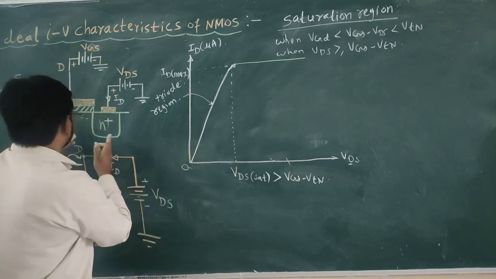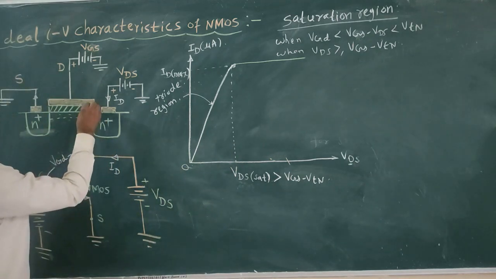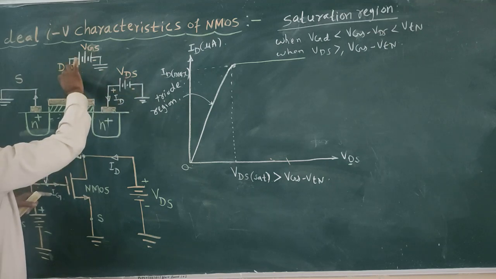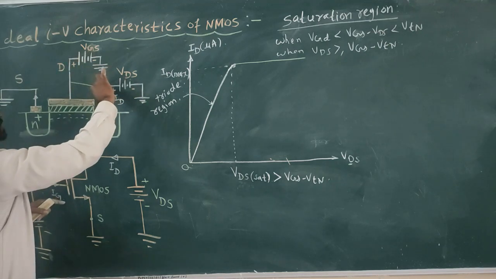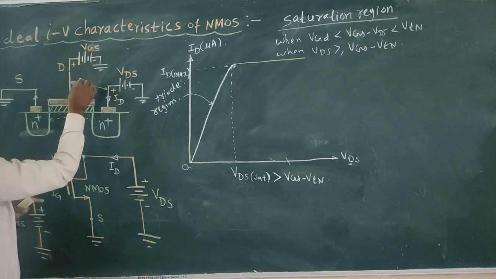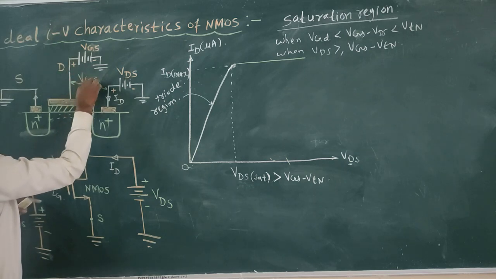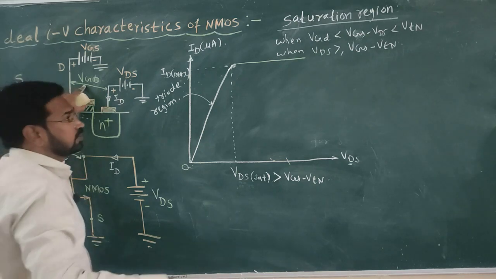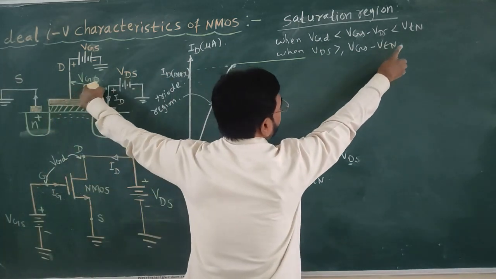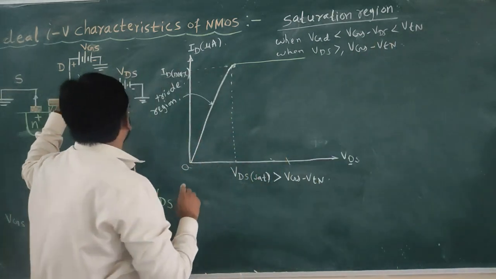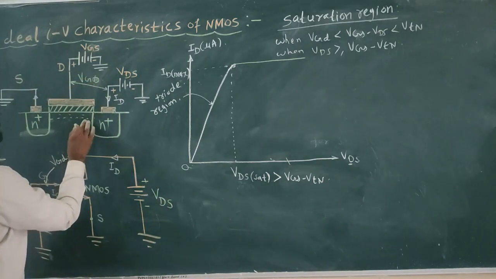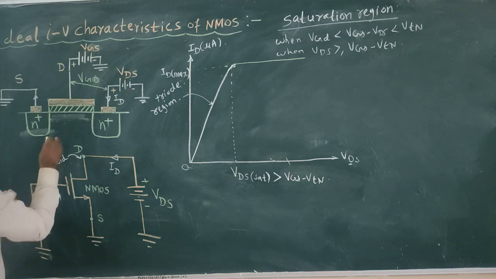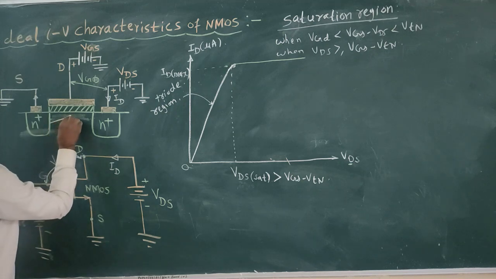Let us see here. See this point, it is VGS and VDS. The voltage difference between these two terminals is VGD, and this voltage comes below the threshold voltage VTN. So, because of this what happens, the channel gets pinched off at the drain end. So, here the channel is pinched off.